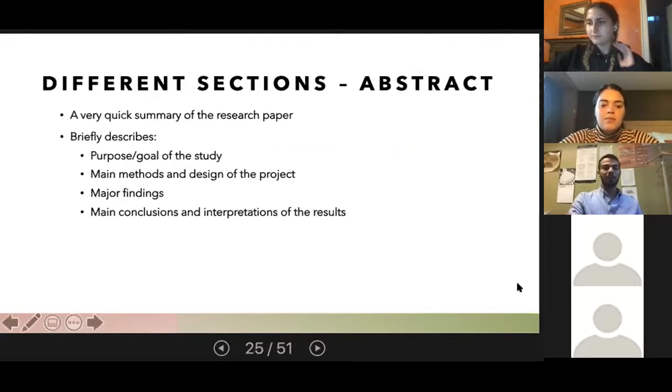So I've quickly mentioned some of the different parts of a scientific paper. Now I will go in depth about the information you'll find in each of them. I should mention that the rest of the presentation will mainly focus on original research articles.